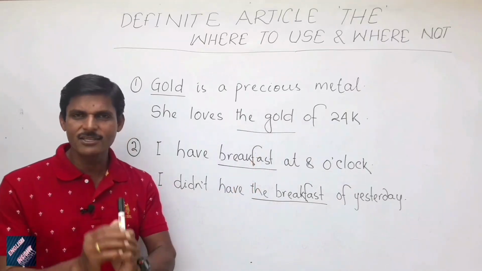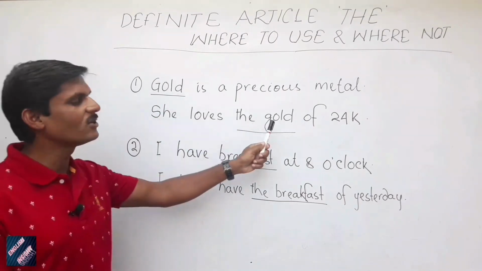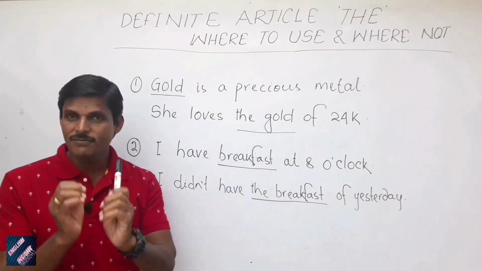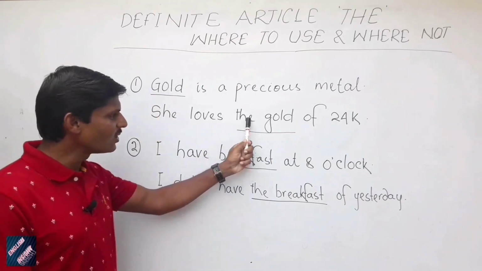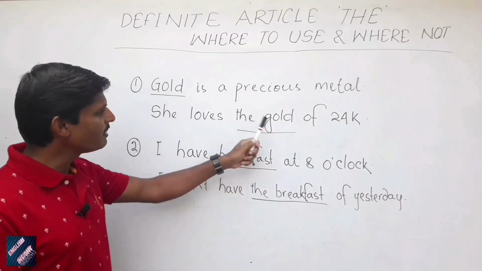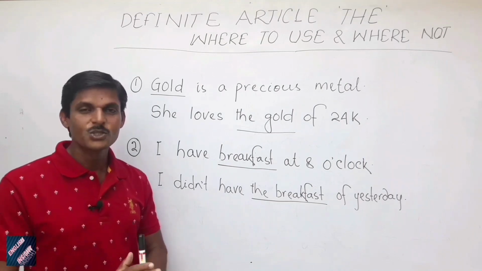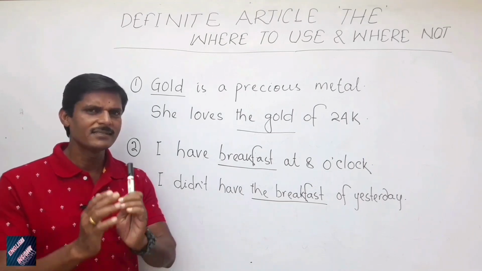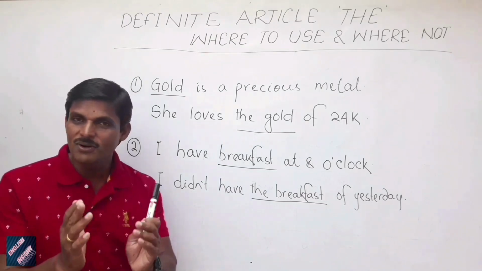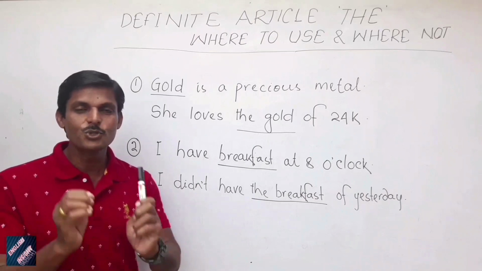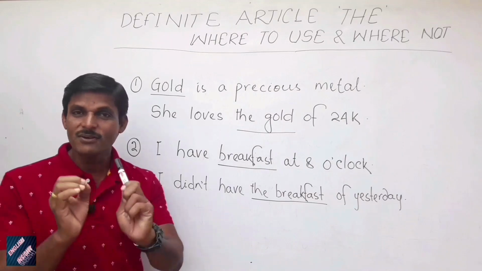In both the sentences, the same word, gold, is used. But in the first sentence, the is not used before gold, and in the second sentence, the, the definite article, is used before the word gold. So, what's the reason behind that? We should remember, gold is an uncountable noun. It's just a substance. If we talk about any substance or uncountable noun in a general sense, we should not use the before it. It's the rule here.